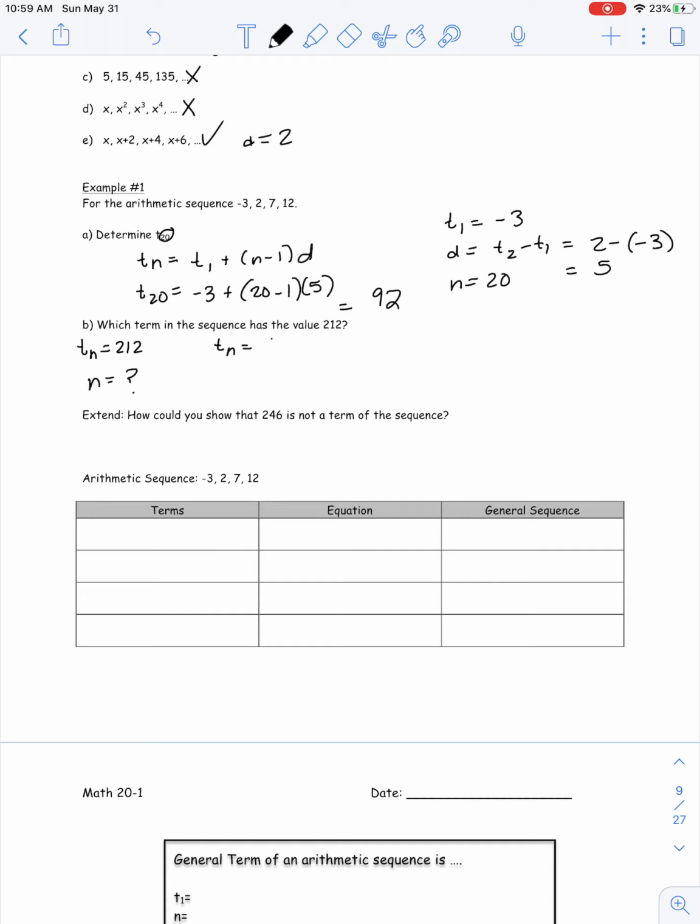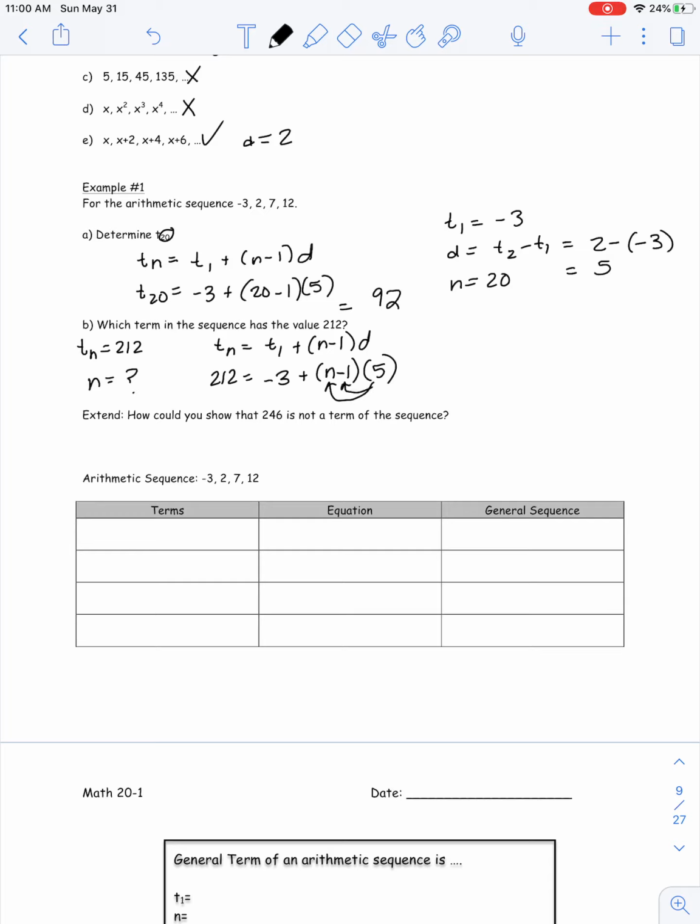So Tn in our equation will be 212. Again, we're using the same equation with 212 replacing our Tn. Our first term is still -3, our n we need to solve for, and our common difference doesn't change. It's still 5.